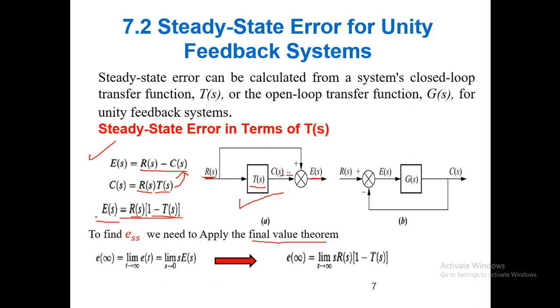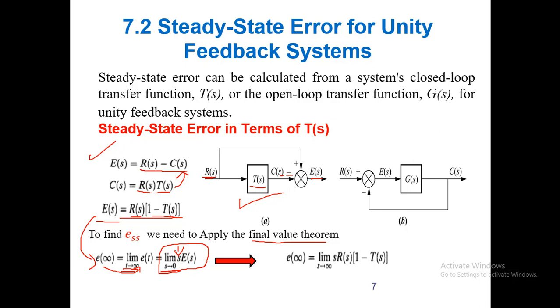So E of s will be converted into e of infinity. If you take the final value theorem, you have to move back into the time domain, where time goes towards infinity, and in the frequency domain s goes towards 0. The final value theorem states that you take the limit and multiply with the derivative, or you can say s. So this is the formula, s into E of s.